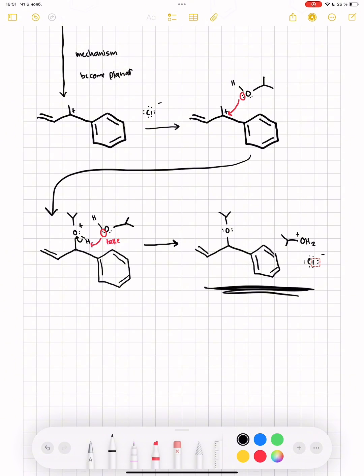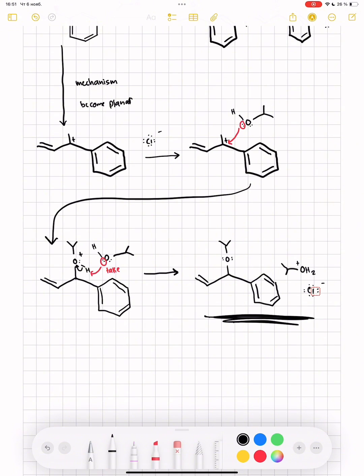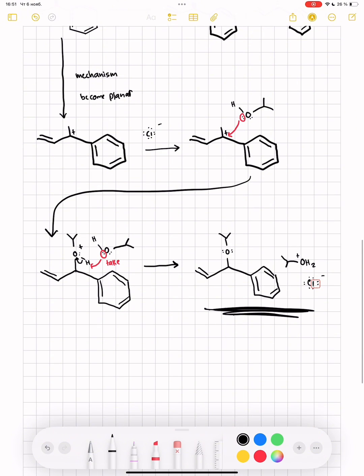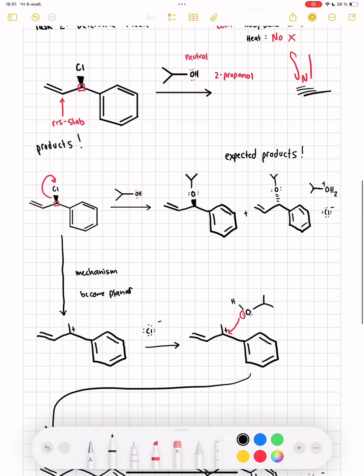Another thing I forgot to mention for nucleophiles and bases: nucleophiles are electron donors. They attack something that has a delta plus, like our carbon, while bases are electron donors as well, but they take that H plus. And yeah.